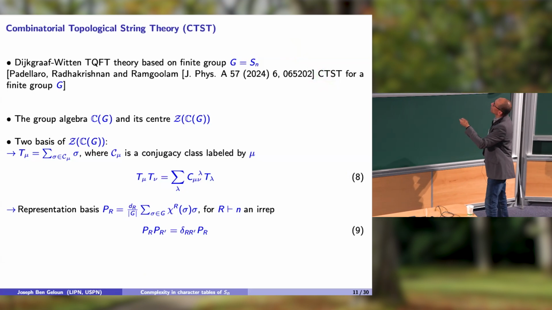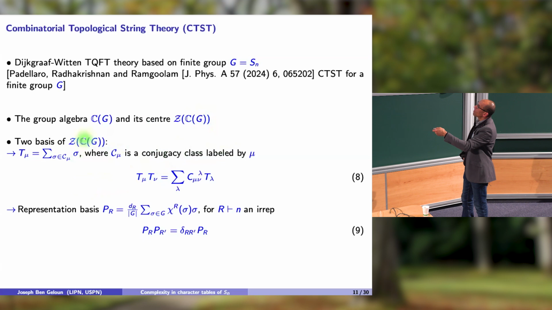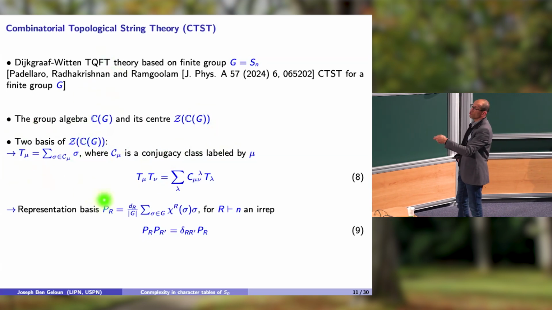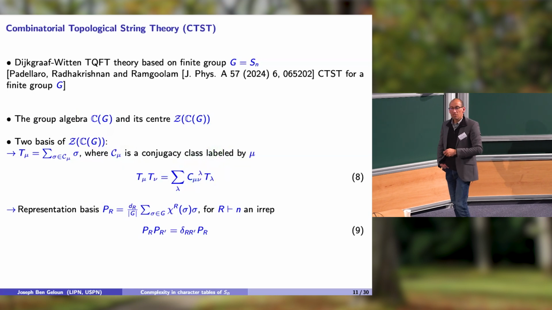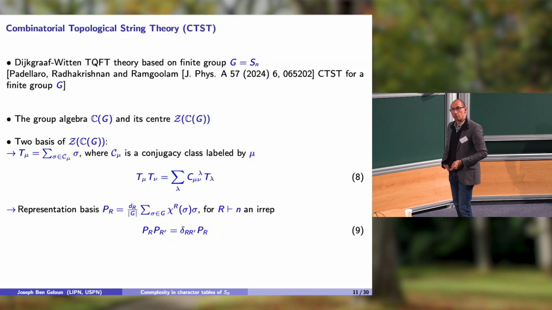And here you see what you do. First of all, consider again the group algebra of your finite group G and its center. You have two bases there. First, the basis labeled by conjugacy classes, this T mu. And of course, this relation shows you the structure constants of that center, C mu nu lambda. And you have the representation basis this time, where you sum over the characters in a given representation times your vector. This is a normal basis of your algebra.